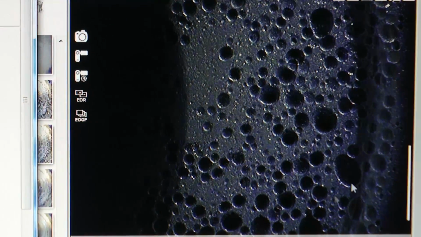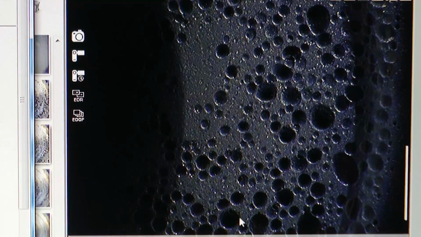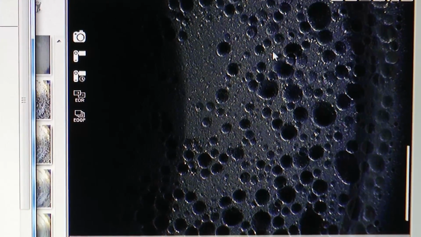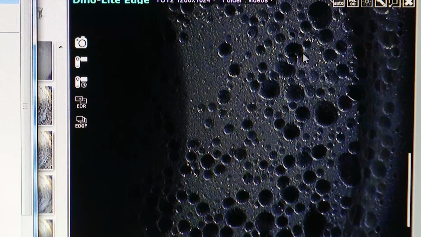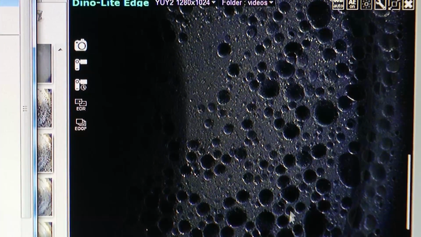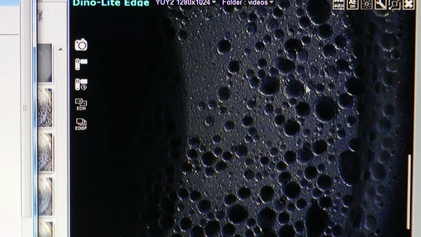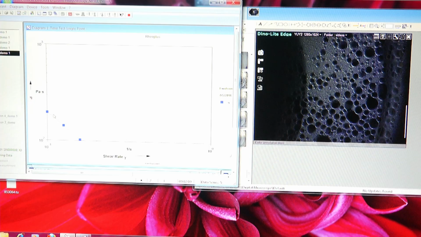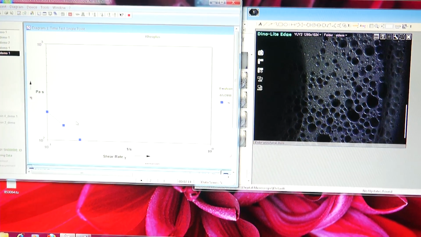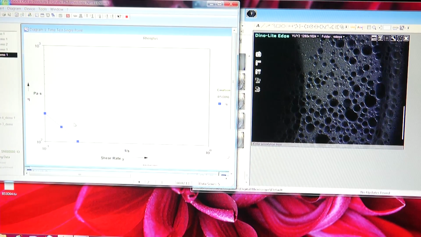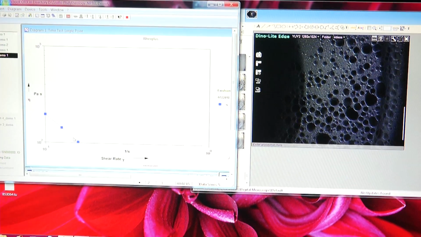Okay, so now the test has started. The shearing is happening in this direction, in an anti-clockwise direction. If you carefully observe, you can see that the droplets are moving in this direction. So this is the variation in viscosity as a function of shear rate that we are observing now. Even at such small shear rates, we can see that the sample is showing a shear thinning behavior.